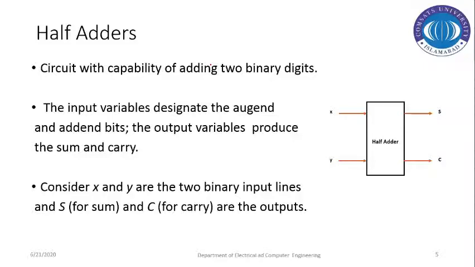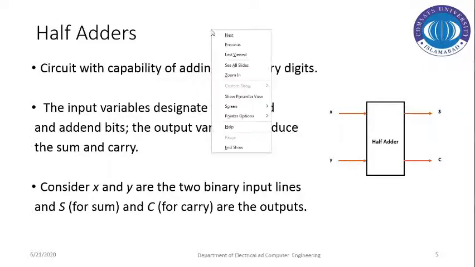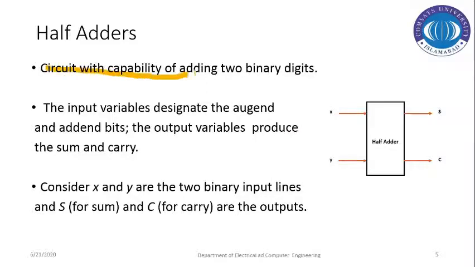So let us first see what the half-adder circuits are. Let us revise the concepts of the half-adder circuit. Half-adder circuit is a circuit that has the capability to add two binary bits. Here x and y are the two binary bits that are being added to produce the result of sum and carry, where s represents the sum result and c represents the carry result.